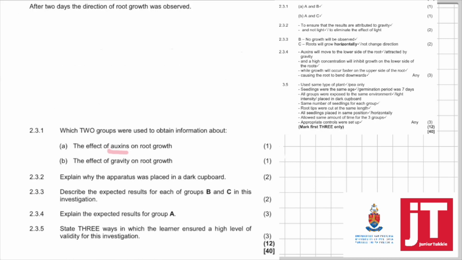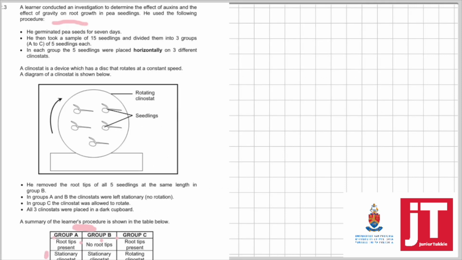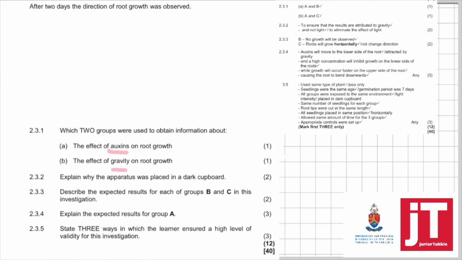Which two groups were used to obtain information about the effect of gravity on root growth? Effect of gravity on root growth, and that can only be A and C. How do I know that? One has root tips present, fixed variable, and then one has stationary clinostat and the other the rotating clinostat. One is the experiment and the other is the control.